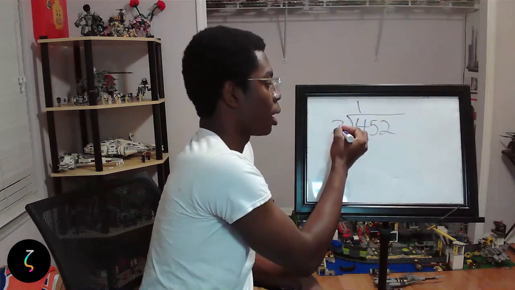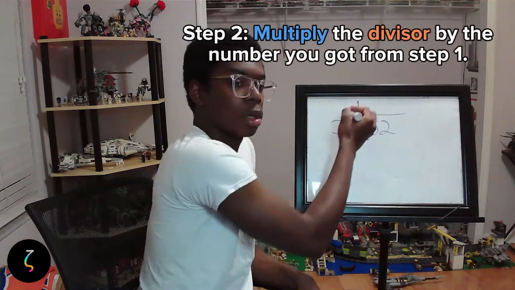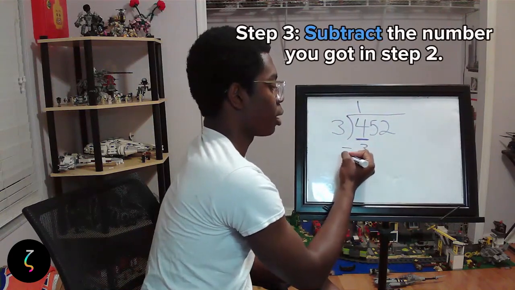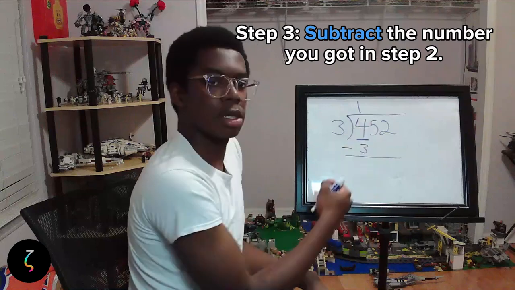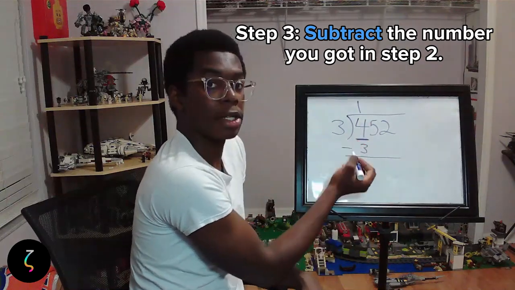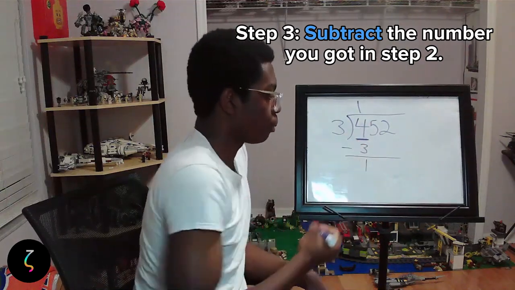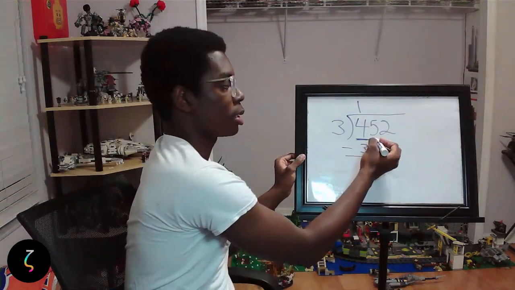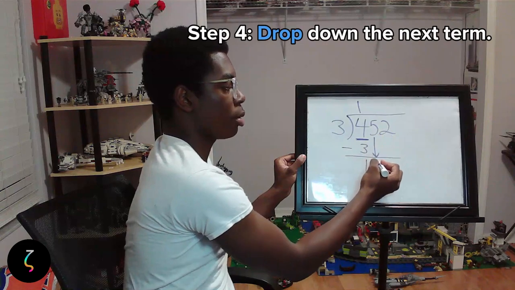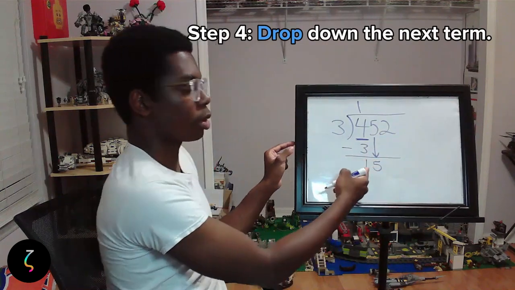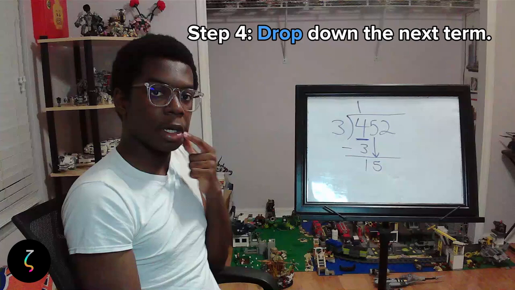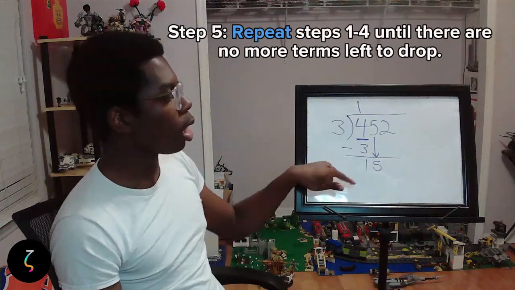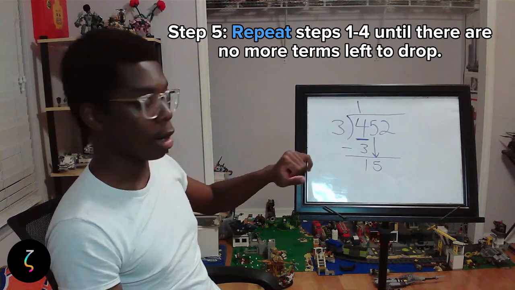So now we multiply 3 times 1, and that's equal to 3, and we subtract that from this place. So now we do 4 minus 3, we get a 1. Now what we do is we go to the next place and we drop this number down to go with the number that was already down here. So now we have 15. And now we repeat these steps, now just with the number down here.